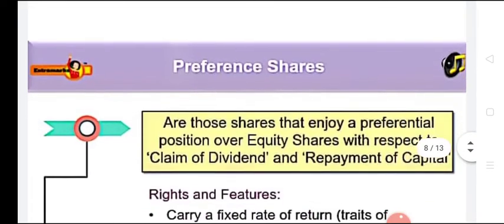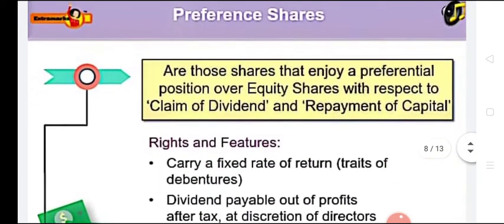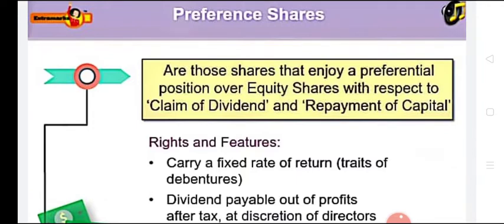Now we are switching over to the second source of ownership funds, that is the preference shares. The shareholders who purchase the preference shares also become the owners of the company, but they are not called the real owners of the company.